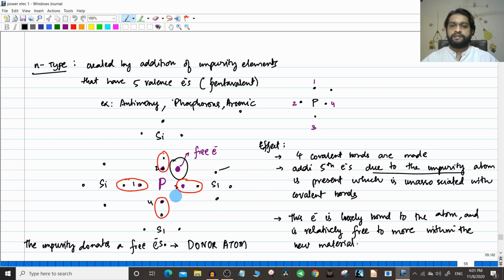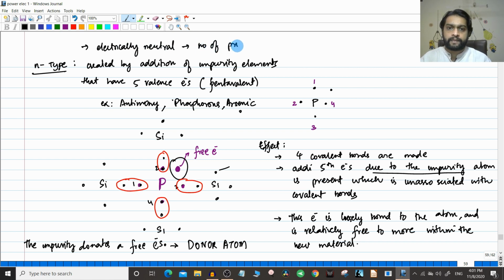So that is not going to change. Therefore, the electrical neutrality of the material is always maintained. It does not have a net positive charge or a net negative charge. So the n-type material is always electrically neutral. This is a very important point. Why is it electrically neutral? Because ultimately the number of protons will be equal to the number of electrons. That is the basic idea here.